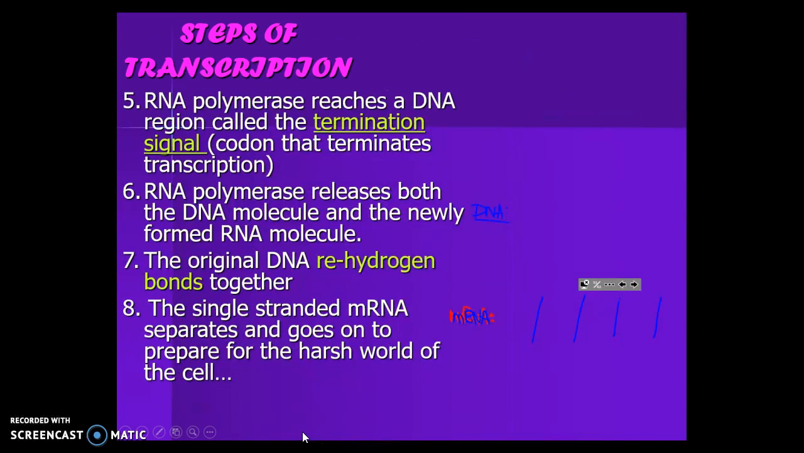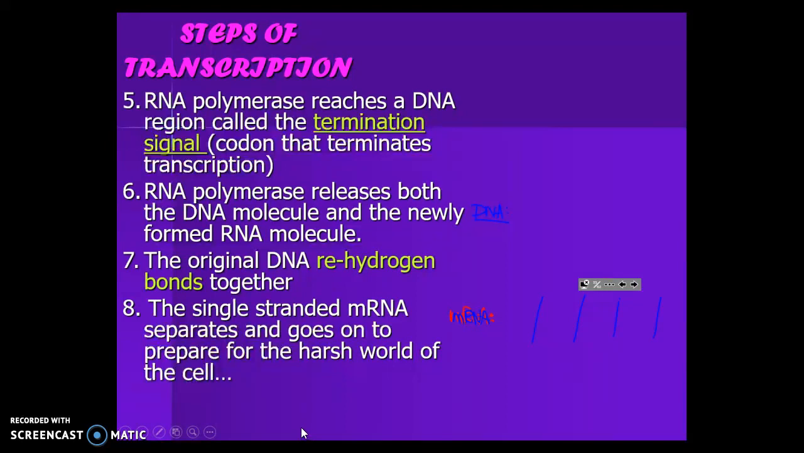Following the codon, RNA polymerase reaches a region that's referred to as the termination signal. This would be at the end of the gene, and this terminates the process. RNA polymerase will release from the DNA molecule, and a newly formed RNA molecule will be created. The original DNA will re-hydrogen bond together. A single-stranded mRNA separates and goes to prepare for that harsh environment in the cell.